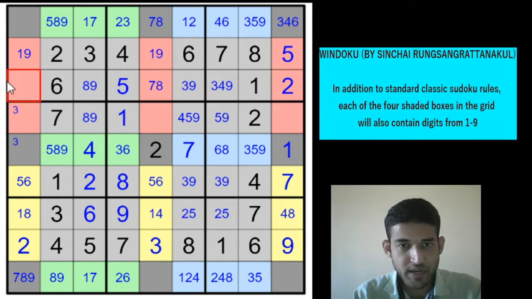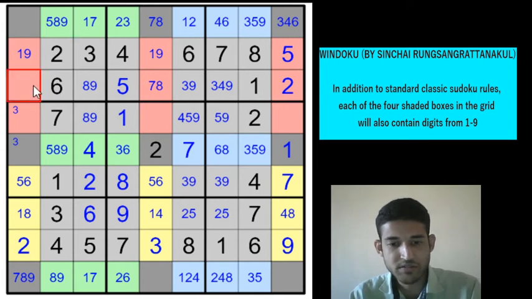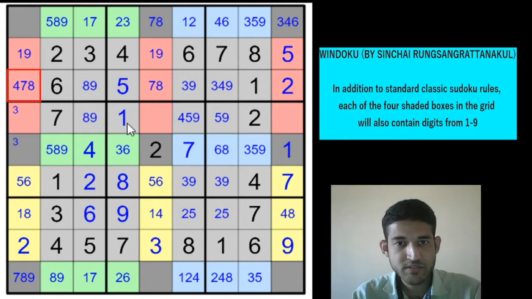Okay, this red cell, row 3 column 1, cannot be 1, 2, 5, 9, right? Because we have placed 1, 2, 5, 9 already. So this can only be 3, 4, 6, 7, 8, but it cannot be 3 or 6. So this will be 4, 7 or 8.